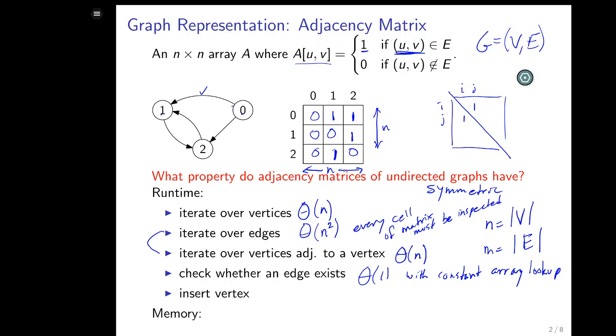Sorry, I'm still not sure why iterating over vertices adjacent to a vertex is order n.